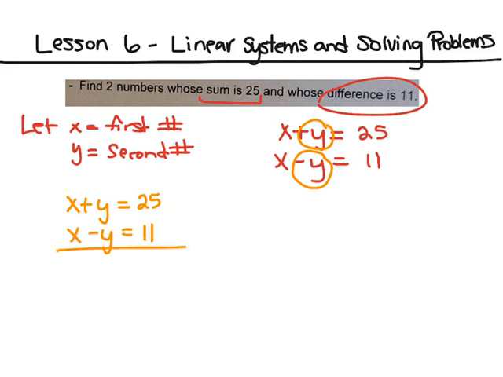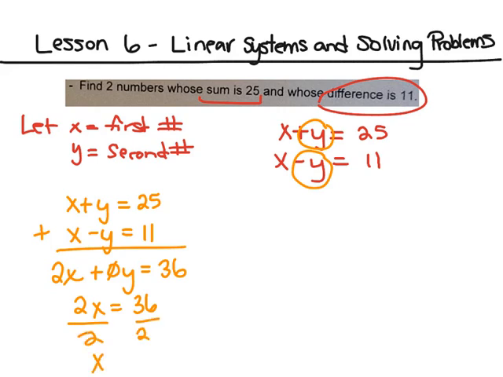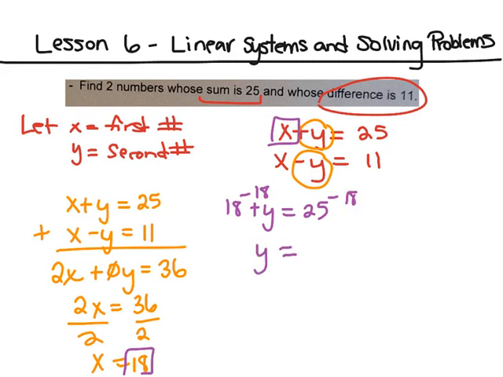To find our answer, we want to add the two equations together. So 2x plus 0y is equal to 36. So 2x is equal to 36. Divide both sides by 2, and x is equal to 18. Substitute 18 in for x, and you get 18 plus y is equal to 25. Subtract 18 from both sides, and y is equal to 7.